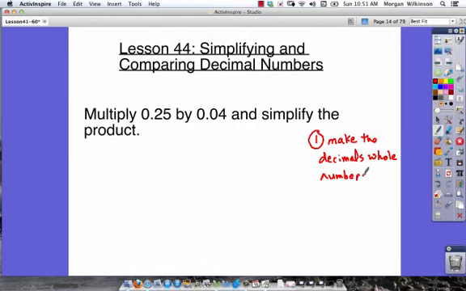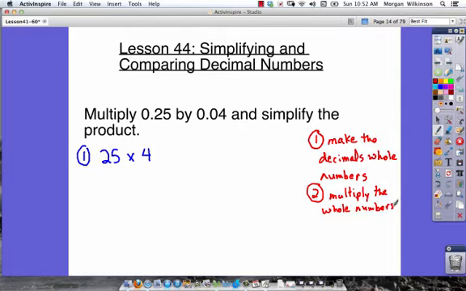So if we want to make the decimals whole numbers in this problem, step 1, we'll use a different color over on the left. We're going to say 0.25, that's the same as 25, and 0.04, that would be the same as 4, and we'd go ahead and multiply. So step 2 is multiply. Multiply the whole numbers, 25 times 4.